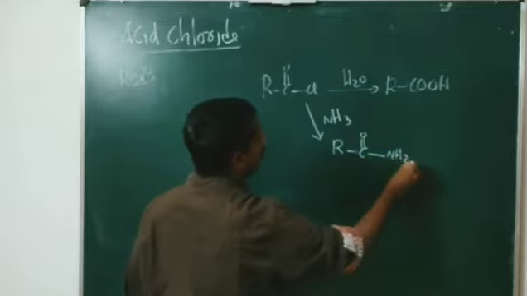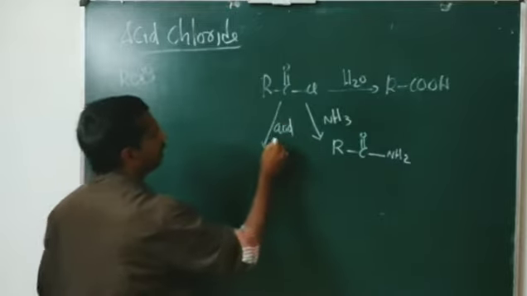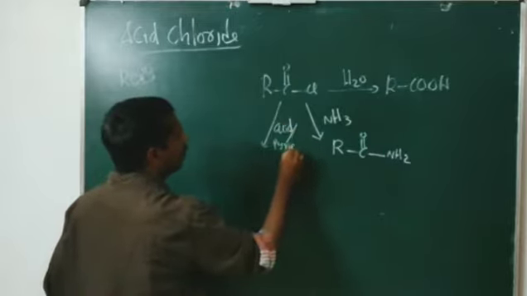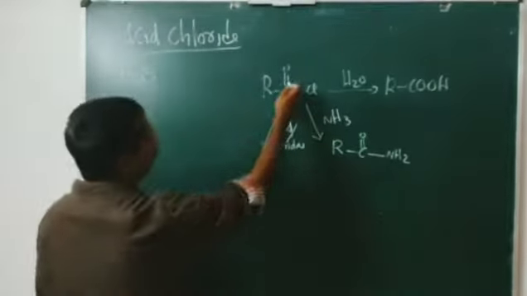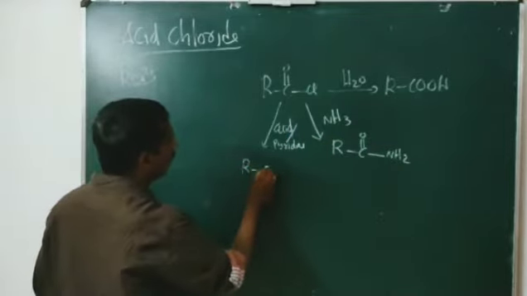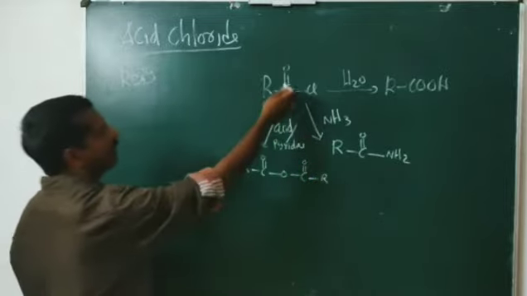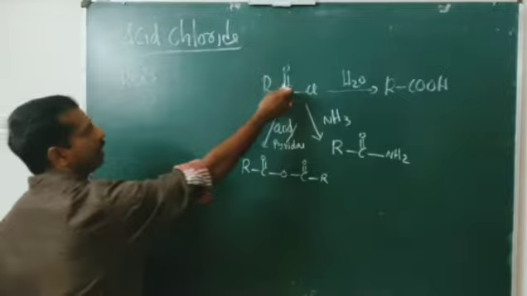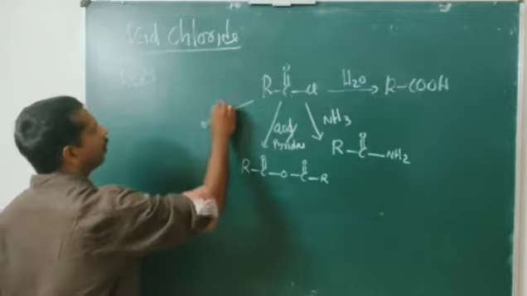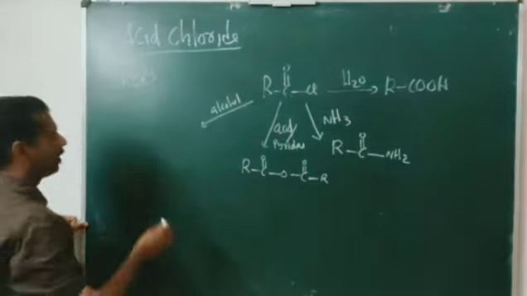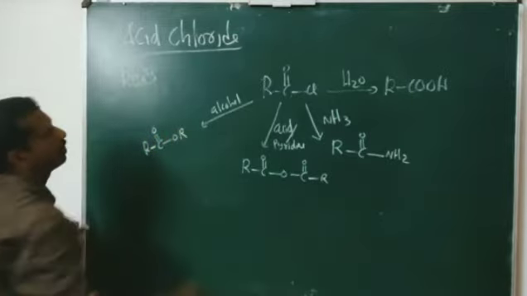RCONH2, we get amide. When it is treated with acid in presence of pyridine, we get anhydride, RCOOCOR. And when it is treated with alcohol, we get ester, RCOOR, that means RC double bond O, OR.